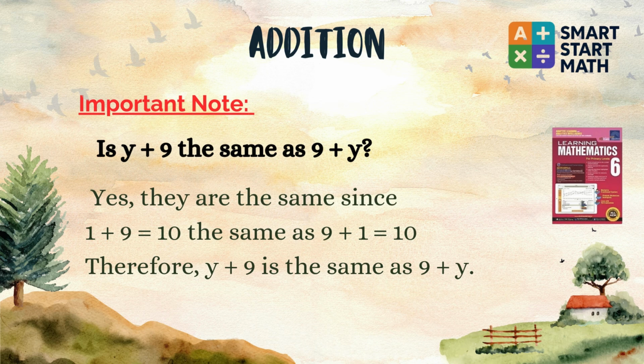Here's why. Think about numbers. 9 plus 1 equals 10, and 1 plus 9 also equals 10. The order doesn't change the result. So just like with numbers, 9 plus y is the same as y plus 9. It means we can add numbers or variables in any order, and the result will stay the same.